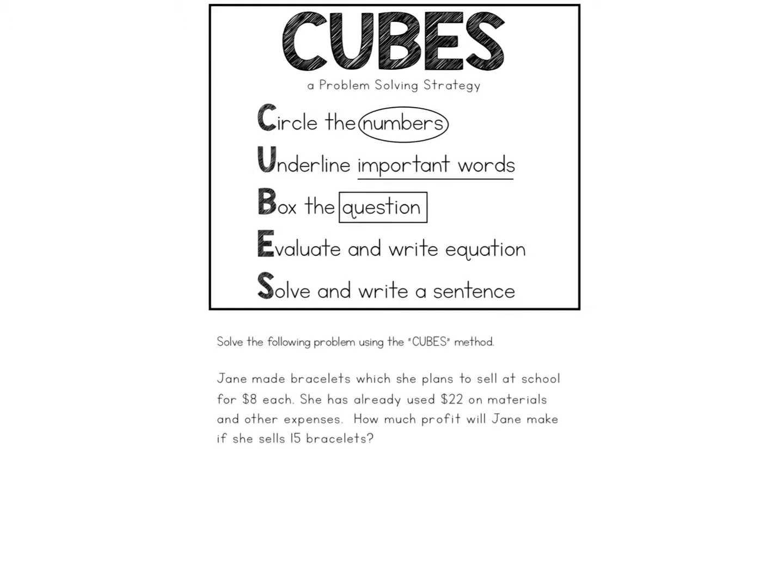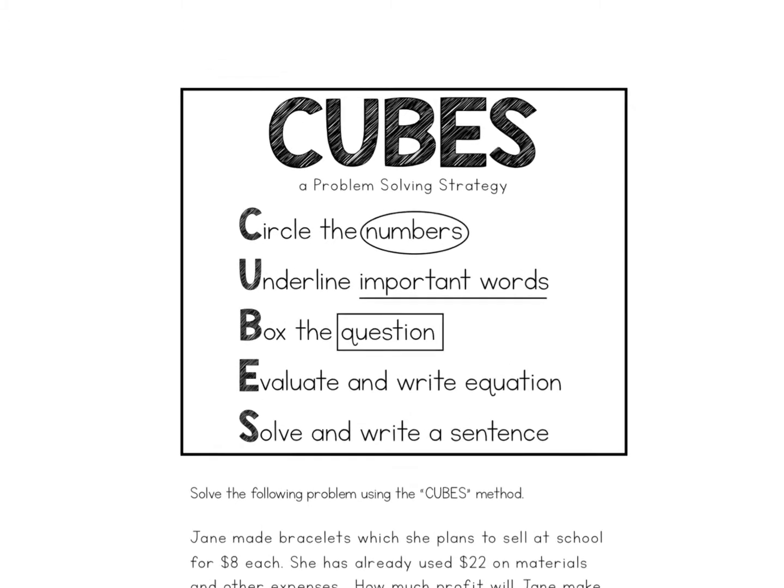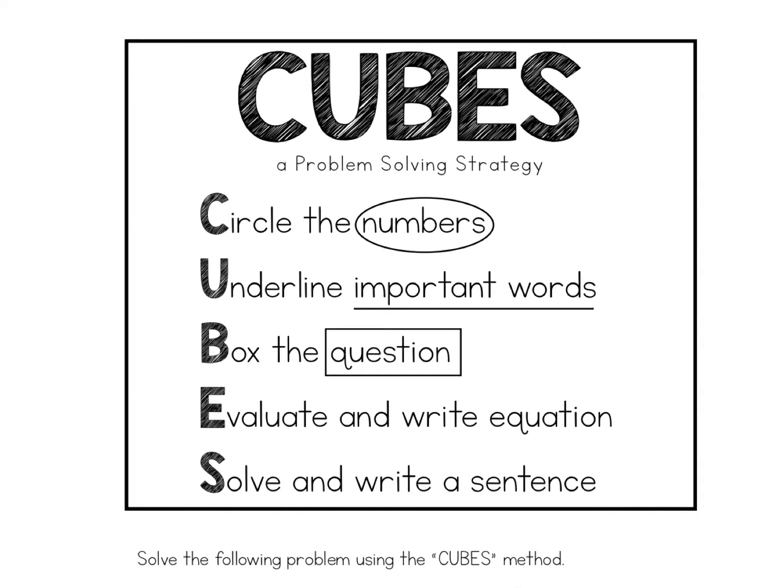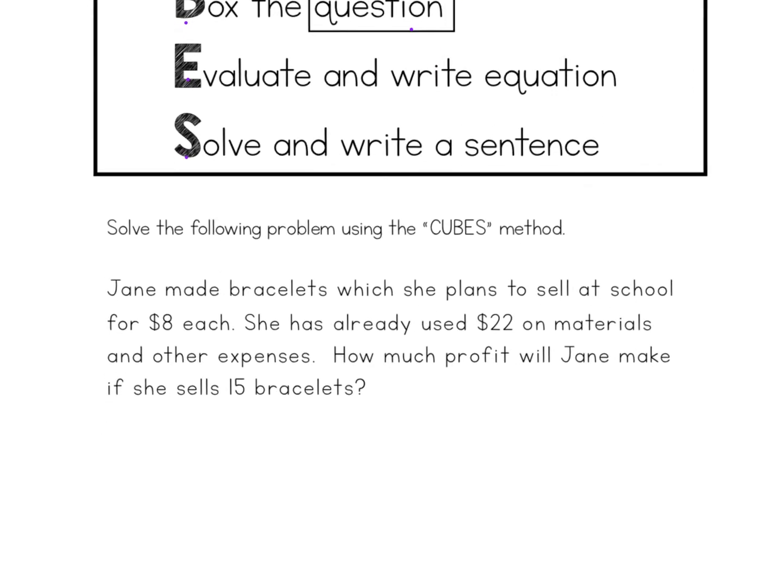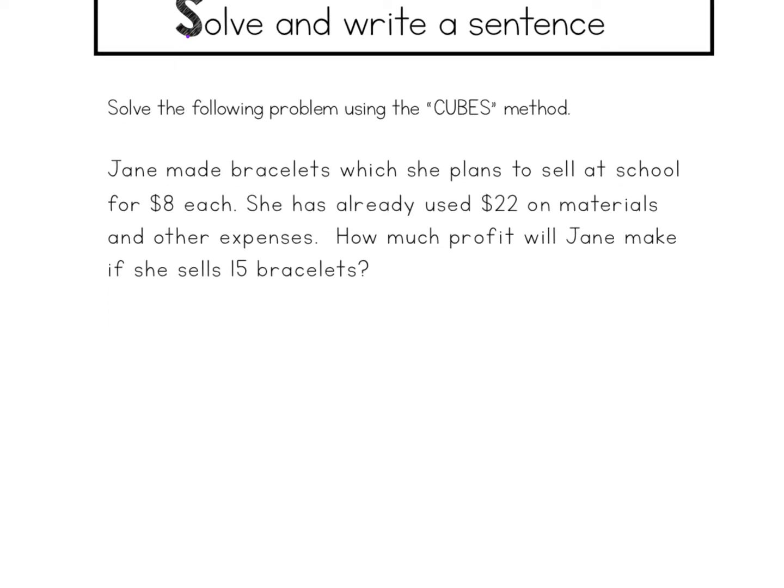So the way I want you guys to work on these is a strategy called CUBES. Each letter in CUBES stands for something that I want you guys to do. C for circle numbers, U for underline important words, B for box the question, E for evaluate and write your equation, and S for solve and write a sentence. Right below this, there is an example that we're going to do together.